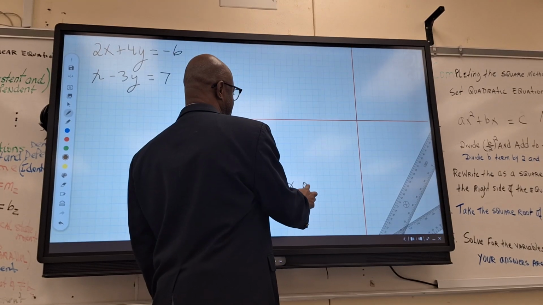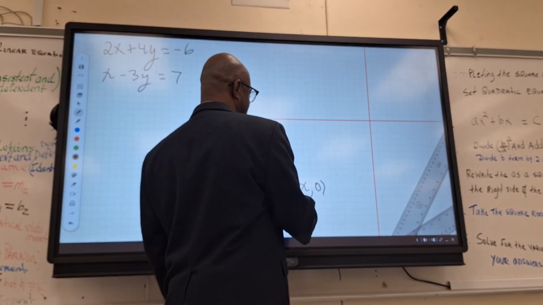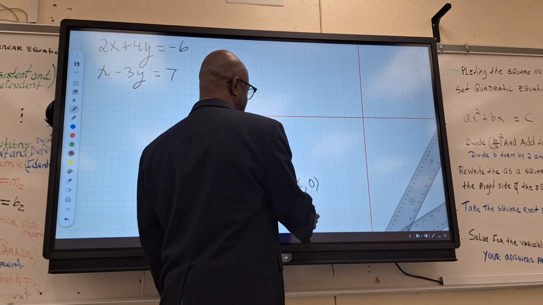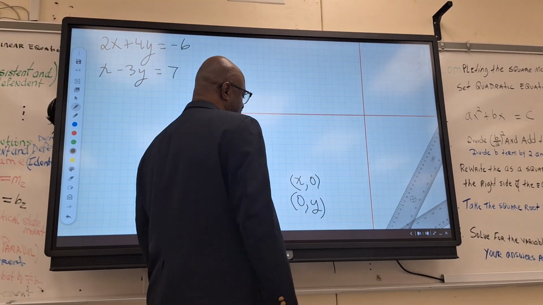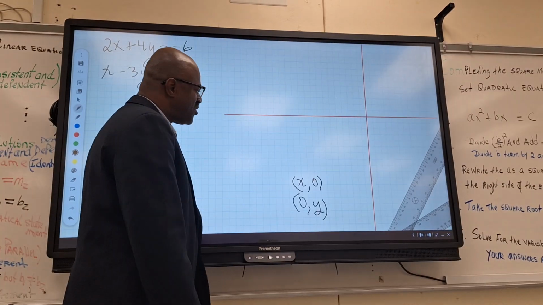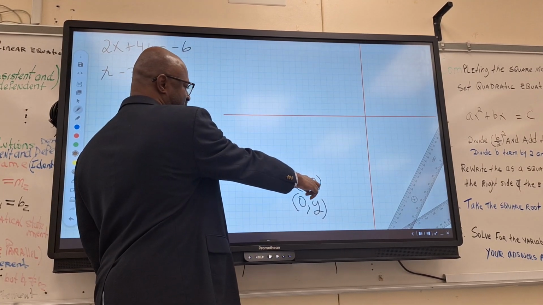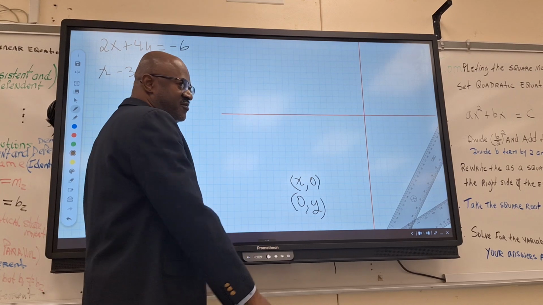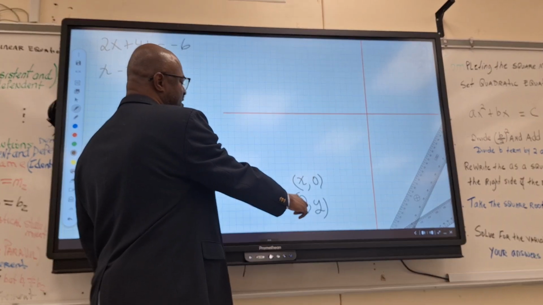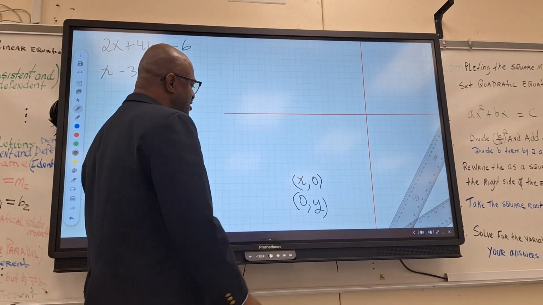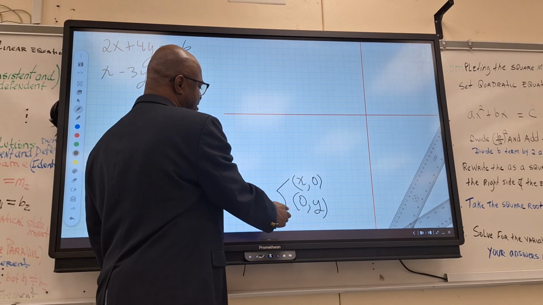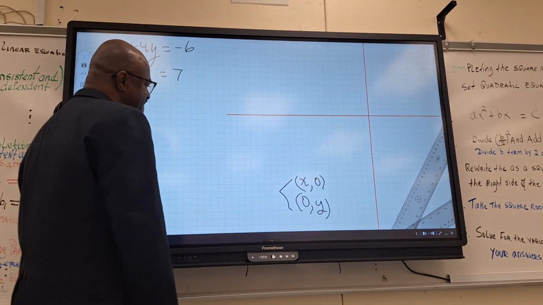x comma 0 and y-intercept which is 0 comma y. Right? In other words, when you're solving for x, you can replace y with 0. When you're solving for y, you replace x with 0. Those are your intercepts. You're looking in a linear equation. That's when they touch the line.